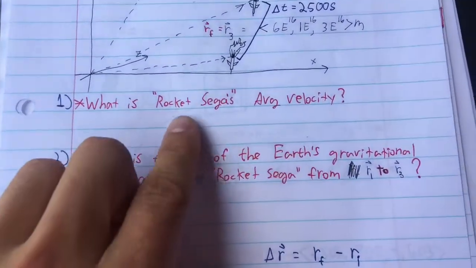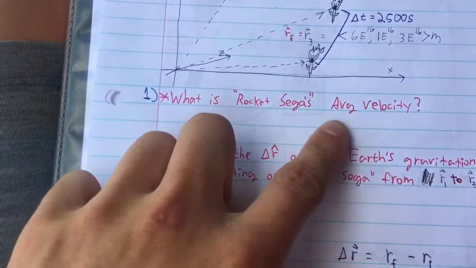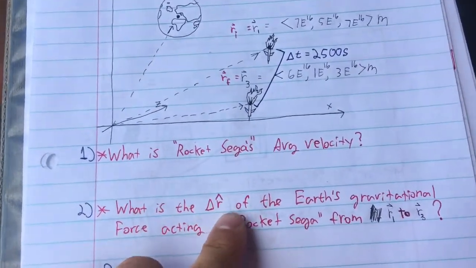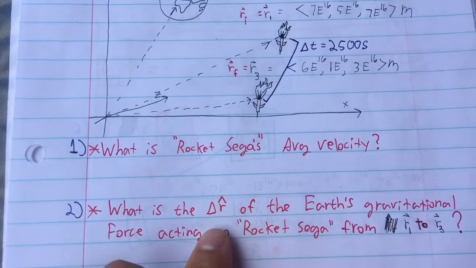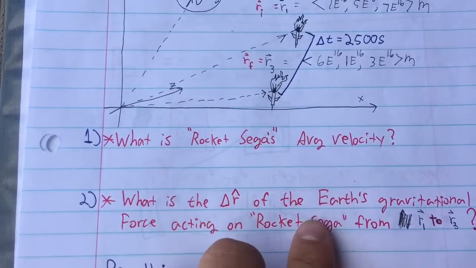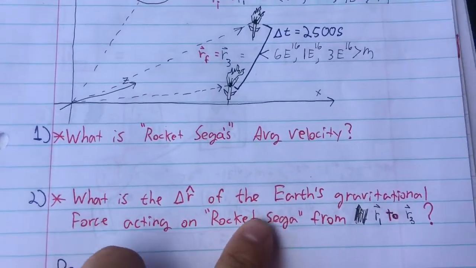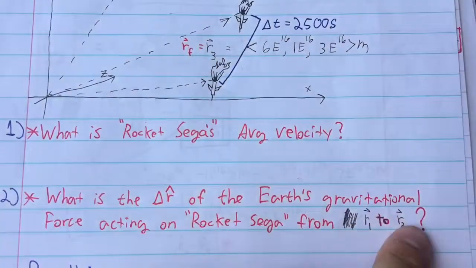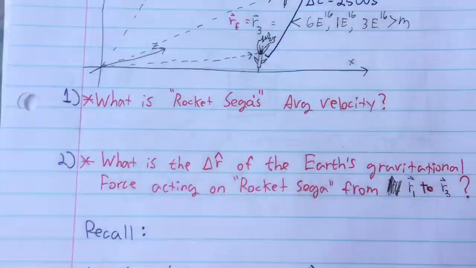So the main things we want to know are, first, the average velocity of Rocket Sega, and secondly, what is the change in the position vector of the Earth's gravitational force acting on Rocket Sega from position 1 of Sega to position 2 of Sega.